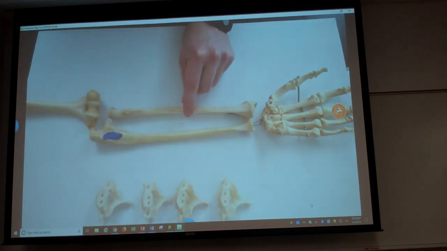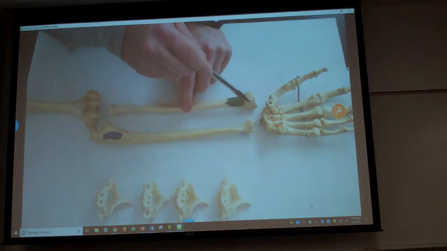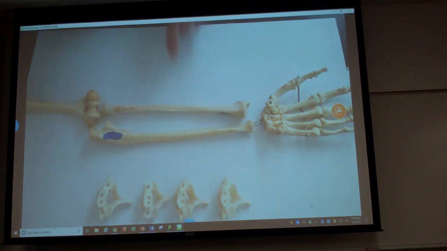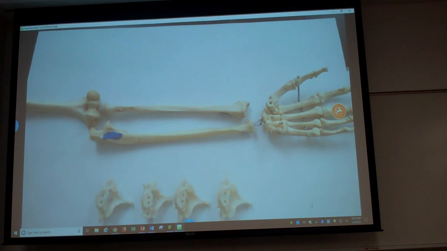And then the one landmark on the back side is our dorsal tubercle. Dorsal meaning back, like a dorsal fin. So this is the one landmark on our radius that's strictly on the back side. So that's our radius.